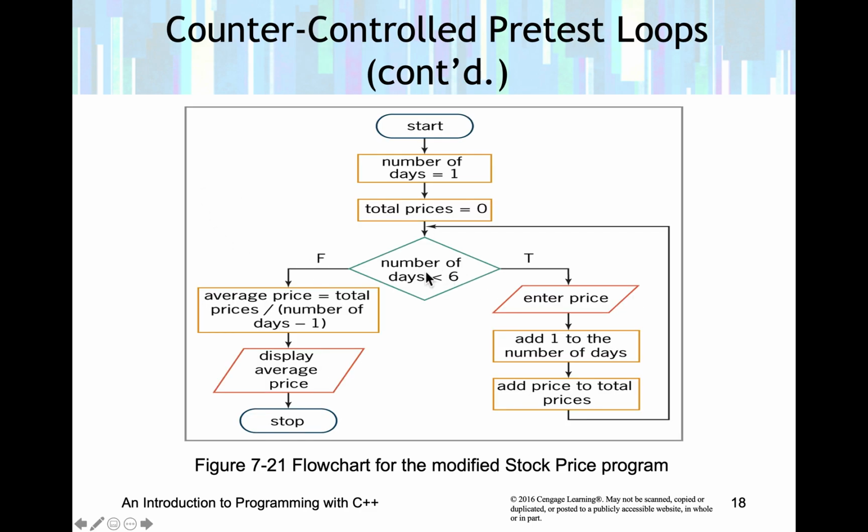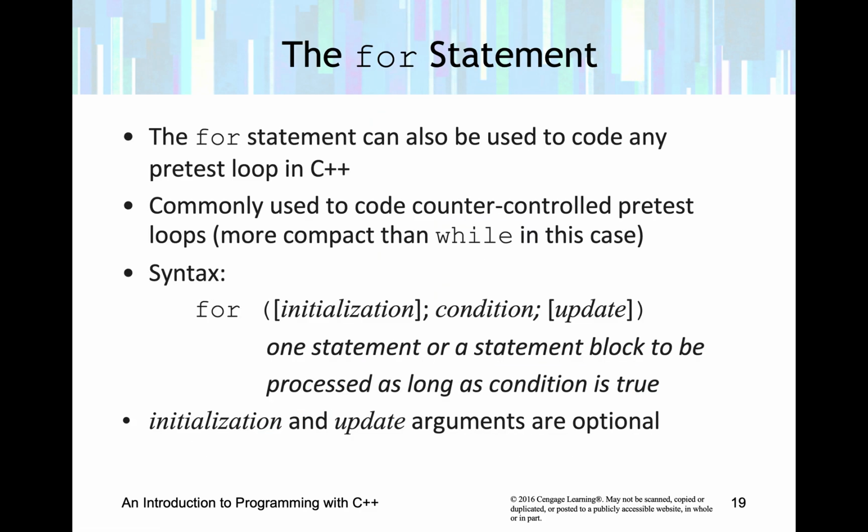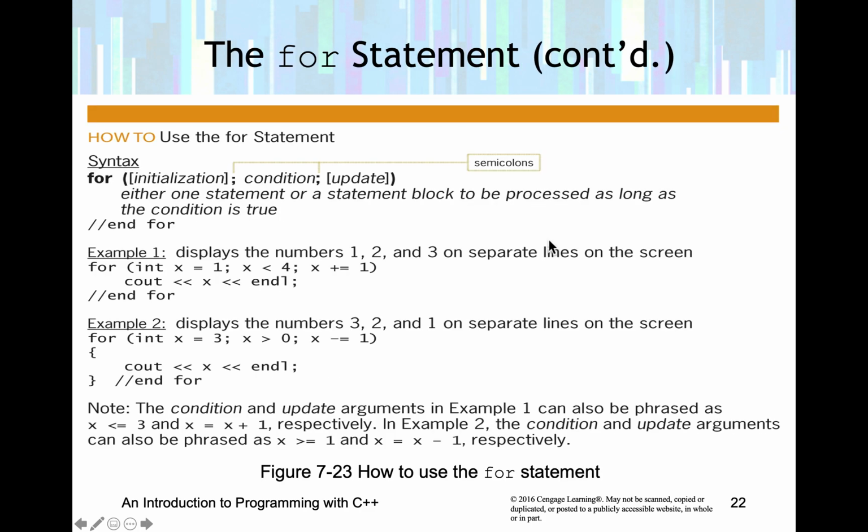So here, we're using a while loop. We can do the same thing with the for loop. It's commonly used to code counter control pretest loops, more compact. They're easier to read, I think. So these are some examples of for statements.